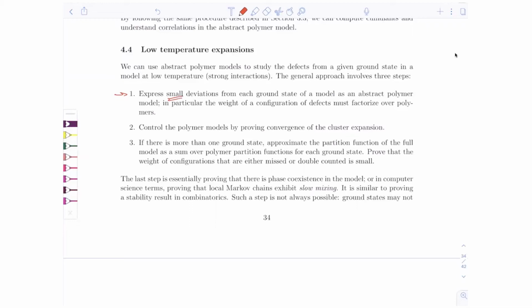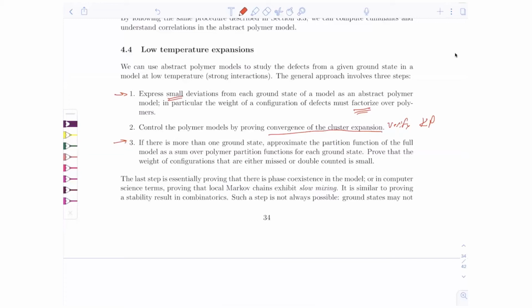And we want to be sure that the weight factorizes over polymers. So we started that with the Potts model. Step 2, we want to check the convergence of the cluster expansion, so we need to verify the Kotecký-Preiss condition. And then step 3, this is the part that we haven't talked about: if there's more than one ground state, so in the Potts model, there are these q different ground states. And if you have a model, let's say a hardcore model on a bipartite graph, like we saw in the pictures, there might be 2 ground states, even dominated, odd dominated.